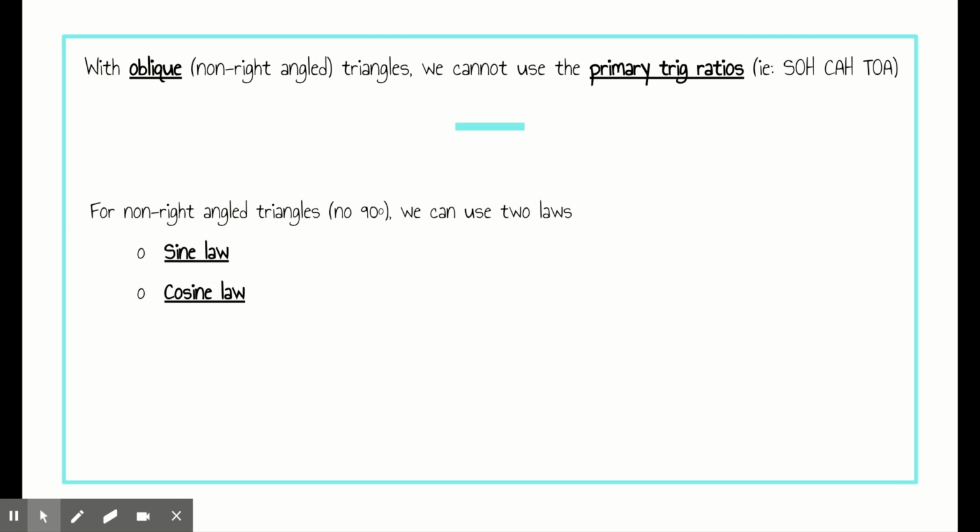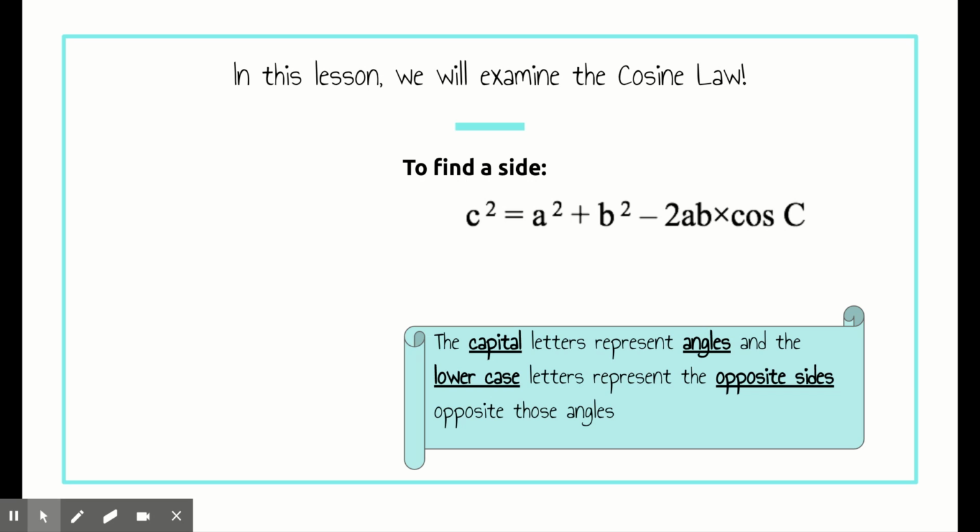So for non-right angle triangles, so no 90 degrees, we can use the sine law, which we learned in the last lesson, and the cosine law. In this lesson, we'll examine the cosine law. To find a side, say I have my triangle ABC, and remember that the side opposite of angle A is little a, opposite of angle B is little b, opposite of angle C is little c.